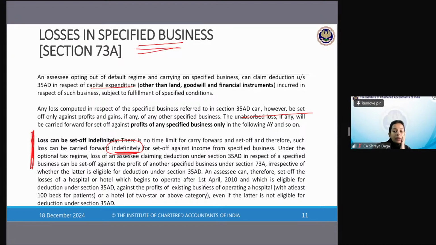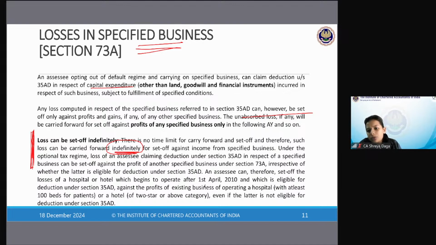Specified business means, for that you need to read section 35 AD, which is in your PGBP chapter. So as and when you do that, you will be able to understand. For now, you just understand that there is a certain category of business which lawmakers think are very crucial for the economy. They have referred to them in a separate section and are giving some more benefits. Obviously, because it's a beneficial provision, it is not available in the default regime. It is only available in the old regime. And there is a different kind of treatment for losses from that.